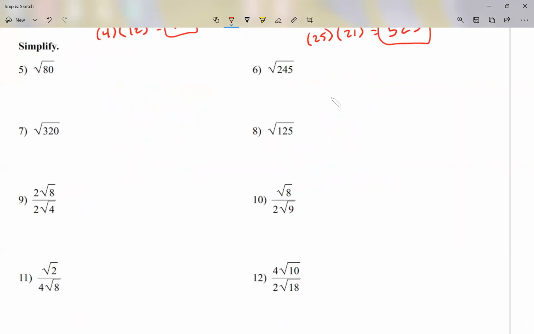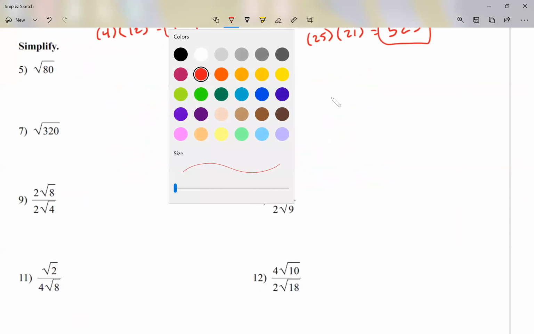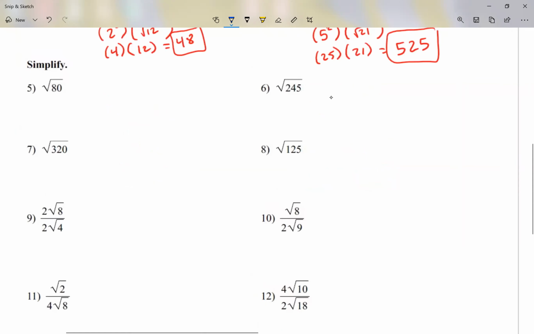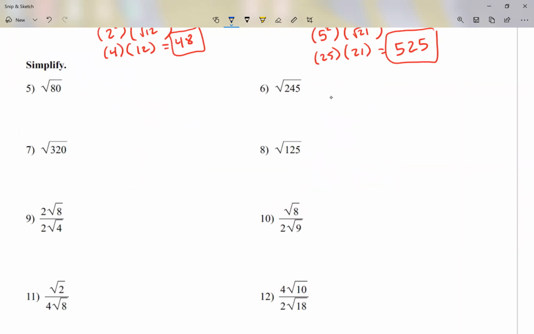Let me take a look at questions 5 and on. Now, one thing is that we know how to simplify perfect squares, right? We know that 2 squared is 4. So the square root of 4 is 2, right? We know perfect squares. We know the square root of 4 is 2.